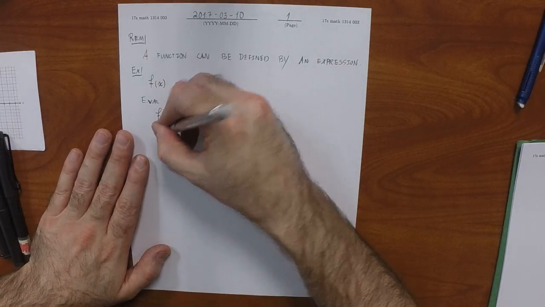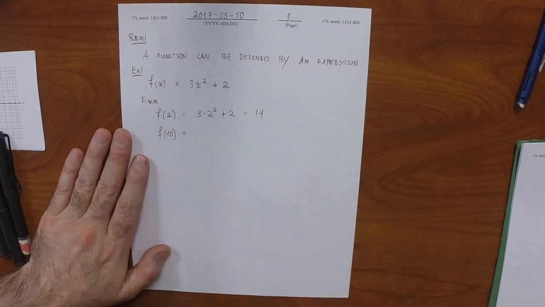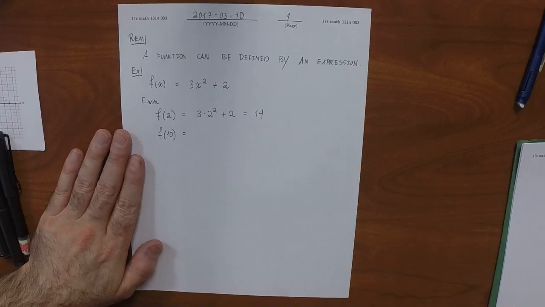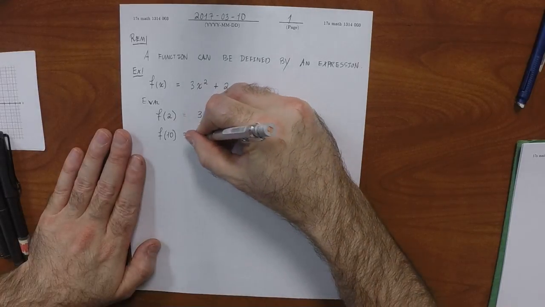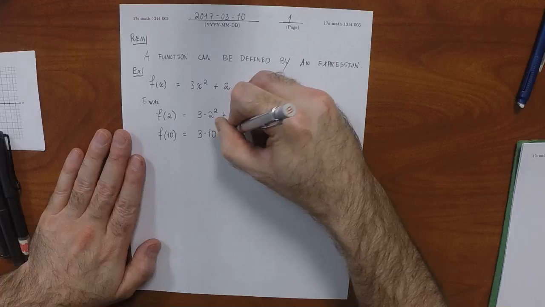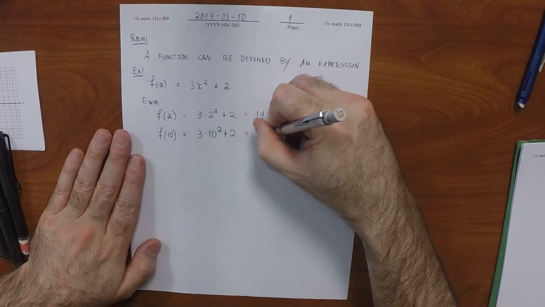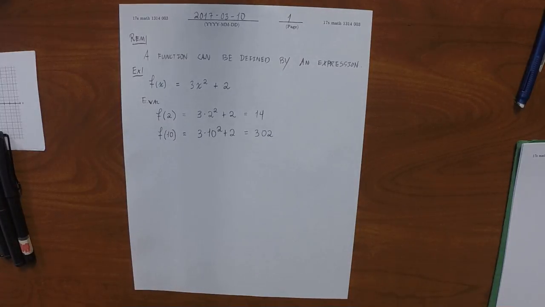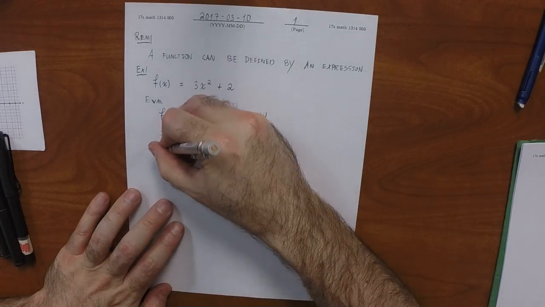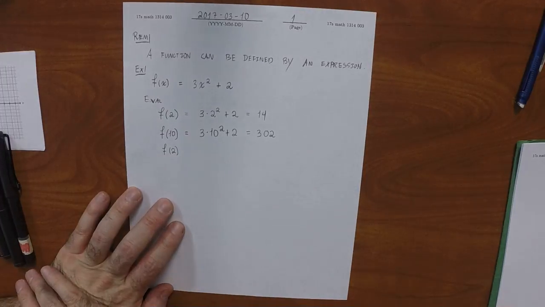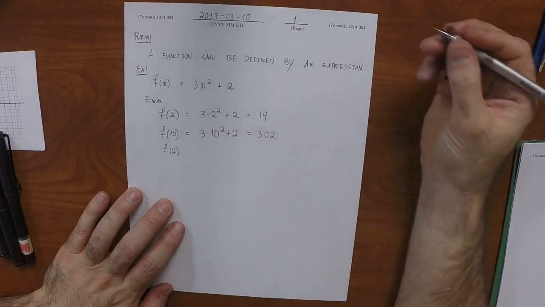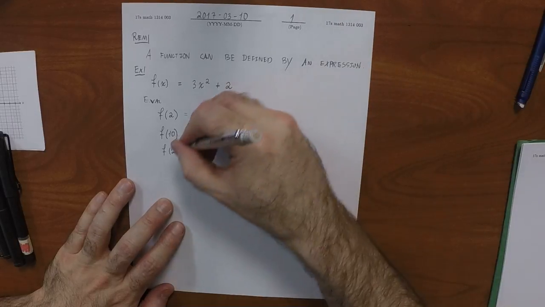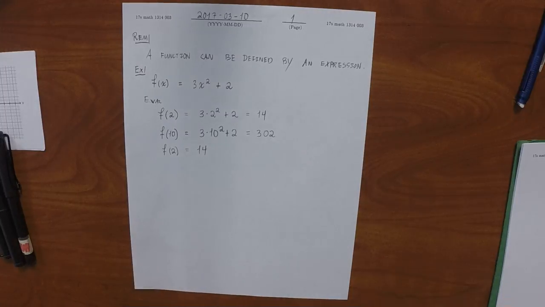Okay. Suppose I say, I want you to evaluate f at 10. Well, this is the same thing, right? With a different number. So 3 times 10 squared and then add 2. Well, that'd be 302. Any question about this? So I have a question for you. What if I said, now I want you to evaluate f at 2? Well, no work is necessary anymore, right? Because we already established that it's 14. No matter how many times you put a 2 in there, 14 is going to come out.